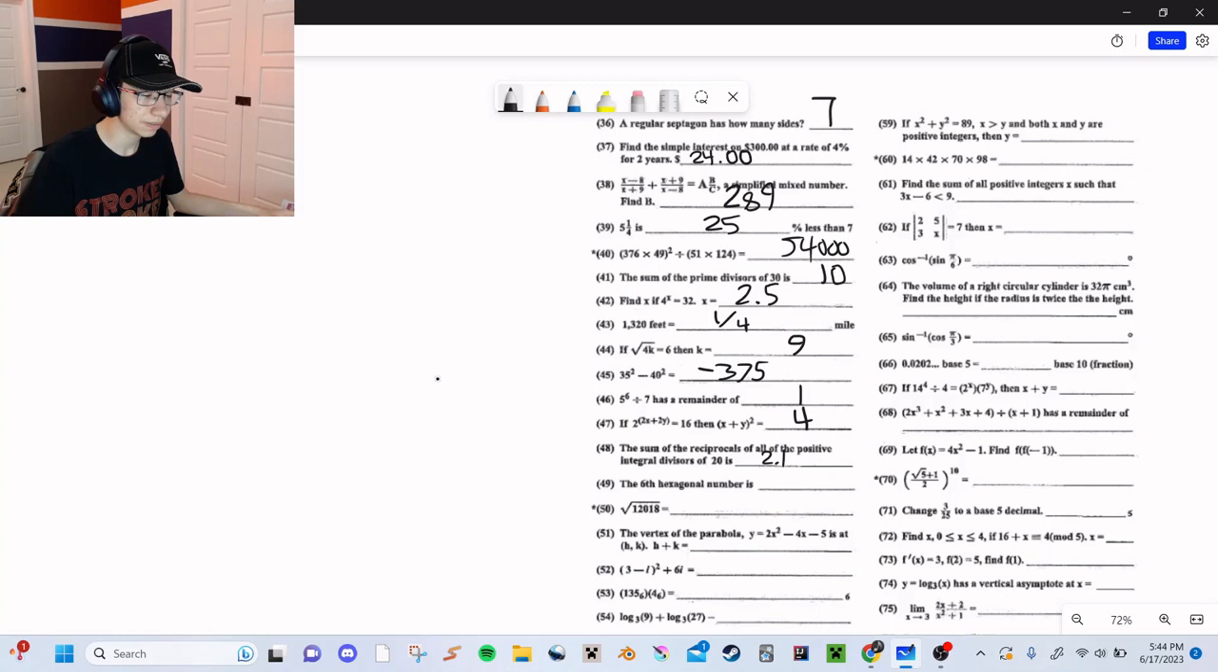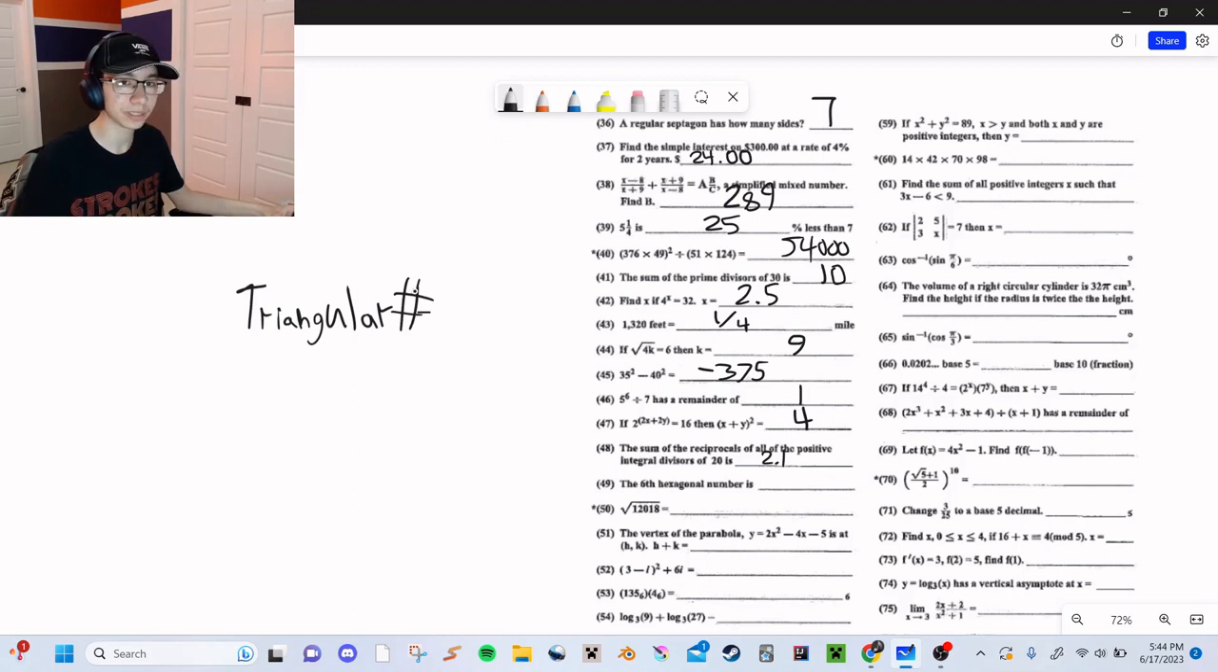Okay, 49. Find the 6th hexagonal number. You might be saying, what's a hexagonal number? I'll show you. First, let's talk about some other numbers. So this is a very important one to know. So the triangular numbers, using this little pound sign to represent number here. So triangular numbers.